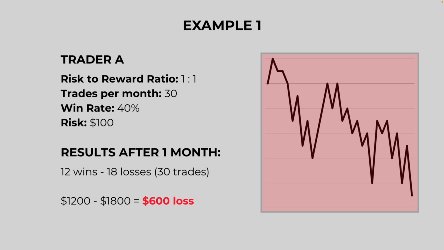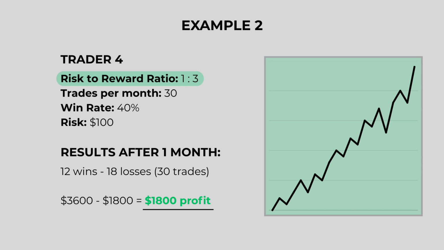Now let's take a look at the expectancy of a winning trader. This trader does everything the same as the losing trader, but the only difference is the risk to reward ratio. And it's not magic or some secret indicator, but just the risk to reward ratio, which is different. And this trader clearly takes full advantage of his winners. His winners are 3 times bigger than his losses, so even with a 40% win rate, he consistently wins. So let's take a look at his results after 1 month. Just like the losing trader, he has 12 wins and 18 losses. But his 12 wins total $3,600 and his losses only $1,800, which gives us a total profit of $1,800.